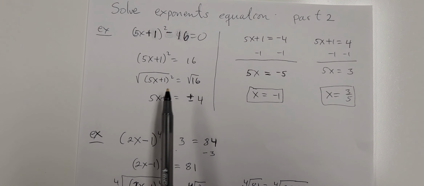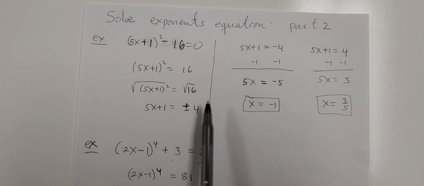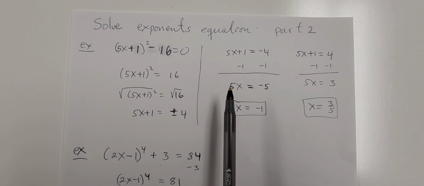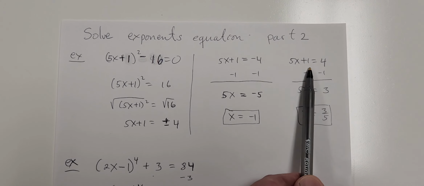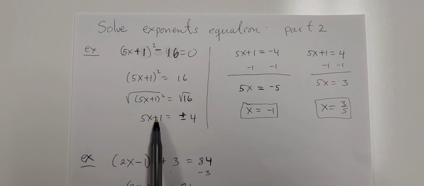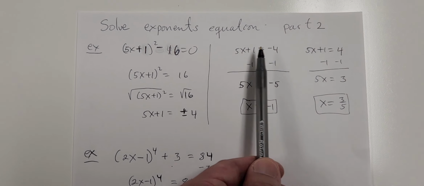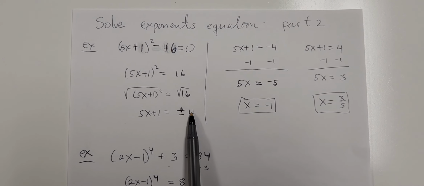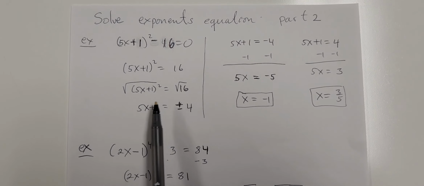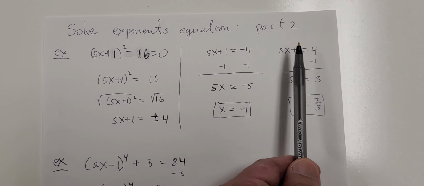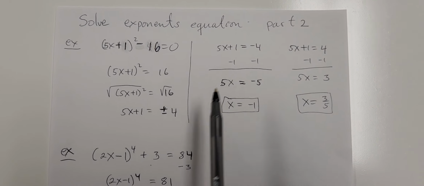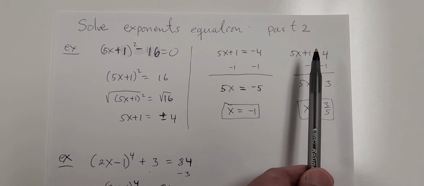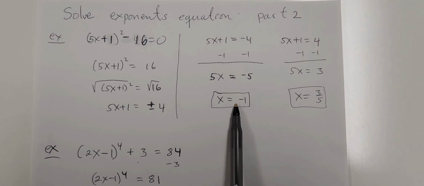Next, because I have plus and minus, I need to separate the negative and the positive into two parts. One of them is negative and the other one is positive. You still write 5x + 1, but on the left side I will use negative 4, and on the right side I will use positive 4. Rewrite this part where I am circling into two parts, the left and the right. The left has the negative 4, and the right has the positive 4. And then after that, just regular solving.